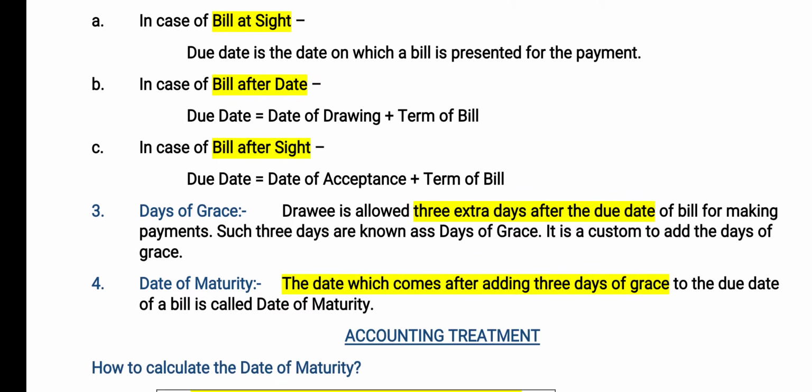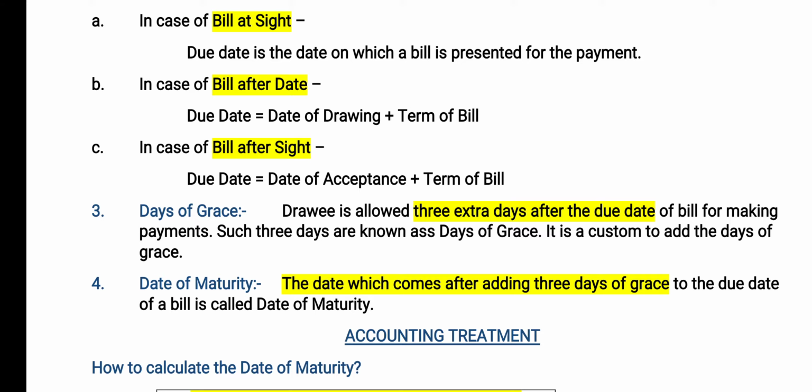Now days of grace. The drawee is allowed 3 extra days after the due date of bill for making payments. Like suppose on 1st April till 1st June, I will add 3 more days on 1st of June. So my date will become 4th of June, and that date is known as date of maturity. So days of grace simply means 3 extra days which have been given to you after the due date. Such 3 days are known as days of grace.